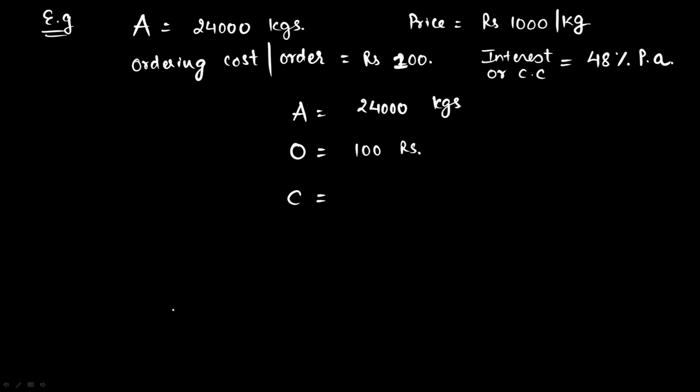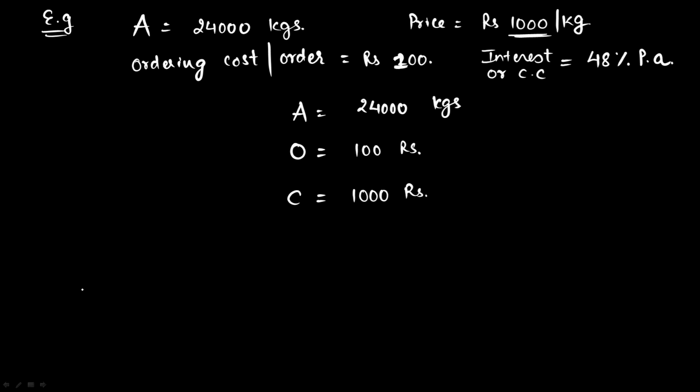C is an interest cost to carry 1 unit for 1 year. If you want to carry only 1 unit in your godown, please try to forget everything else. In your godown, how many units do you want to carry? 1. You will have to purchase that. What will be the price of purchasing that 1 unit or 1 kg? 1000 rupees. You will carry for the whole year. So interest should be calculated on this 1000 rupees.